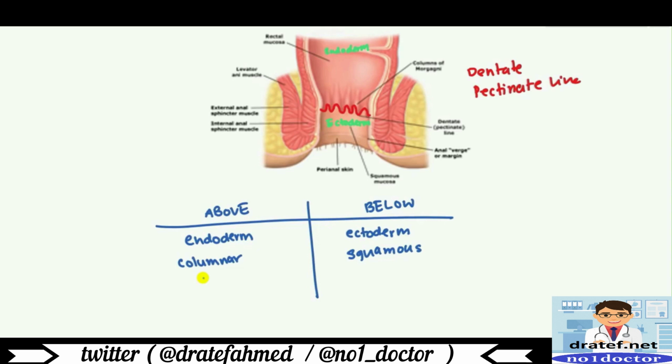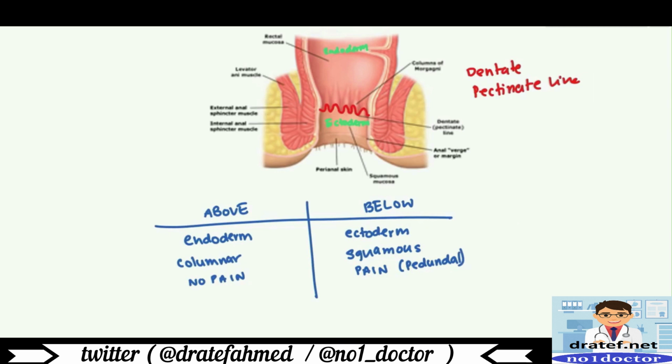Now, since above the pectinate line is derived from the endoderm, there isn't necessarily somatic sensation. So there is no pain above the pectinate line. However, below the pectinate line, this is going to be pretty much your skin. And so your skin has somatic sensation, and you will feel pain. And primarily the nerve that this sense goes through is the pudendal nerve. So the pudendal nerve is the nerve involved in feeling this pain.